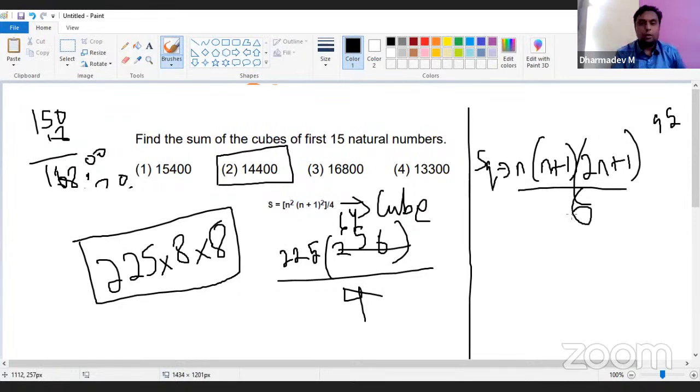Okay, for cube numbers, it is n square, bracket of n plus 1, the whole square divided by 4. And for square numbers, it is n into n plus 1, bracket of 2n plus 1, the whole divided by 6. Got it right?